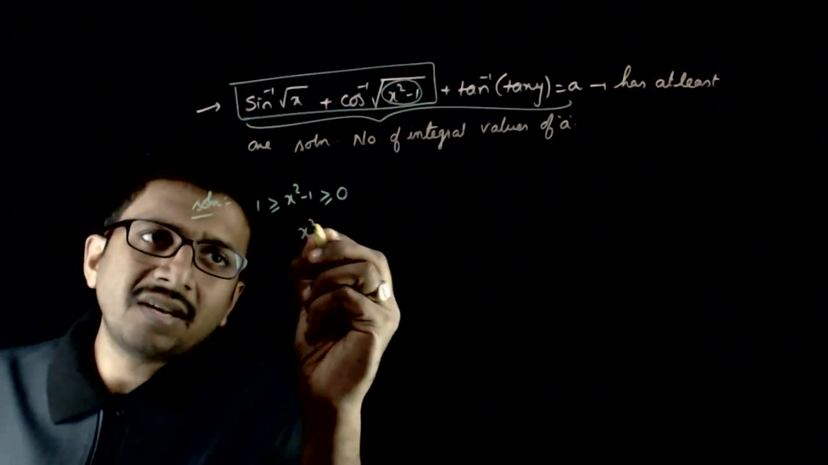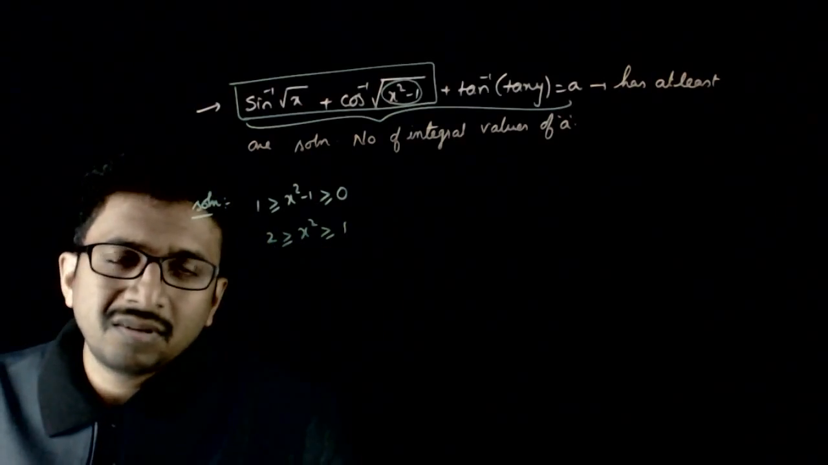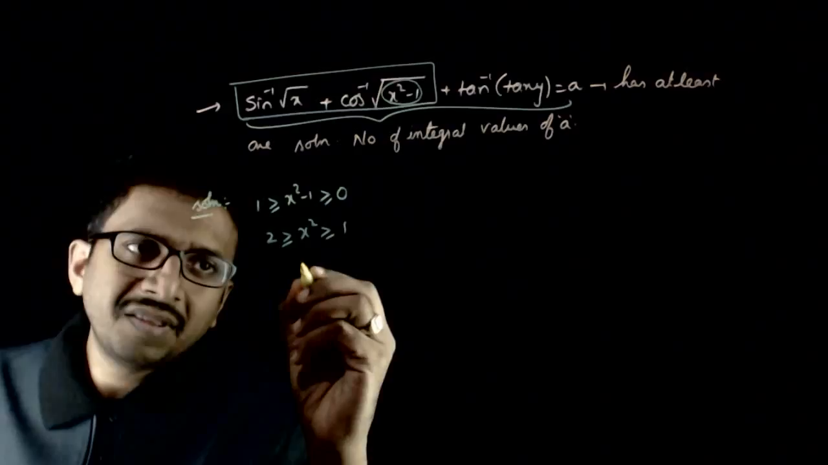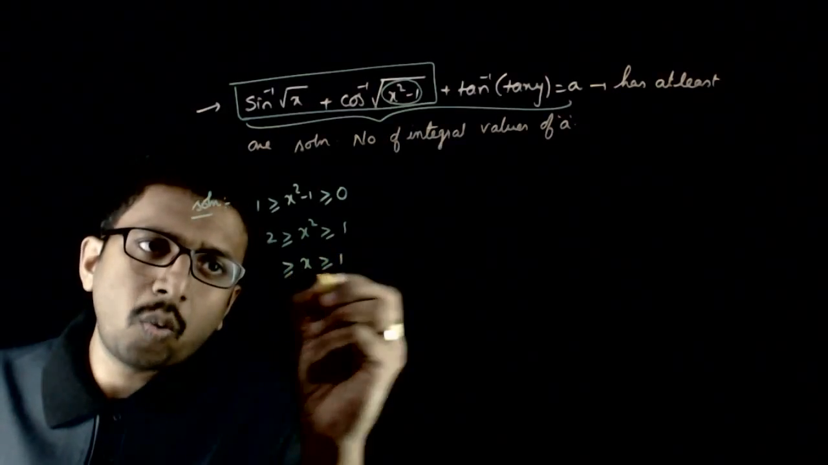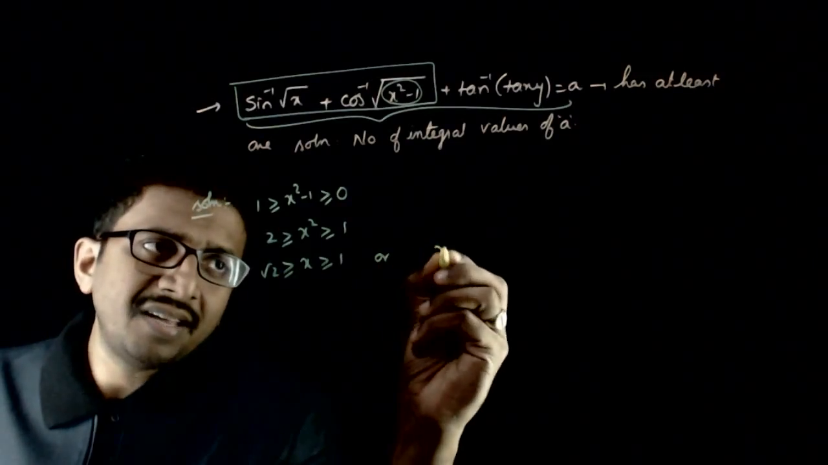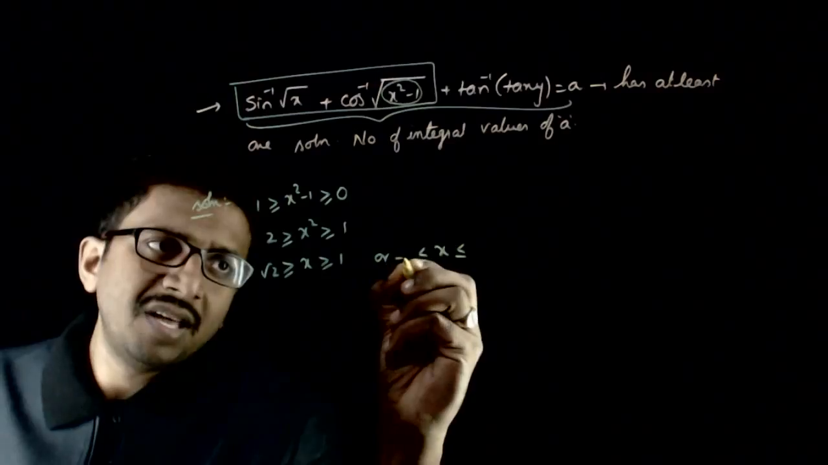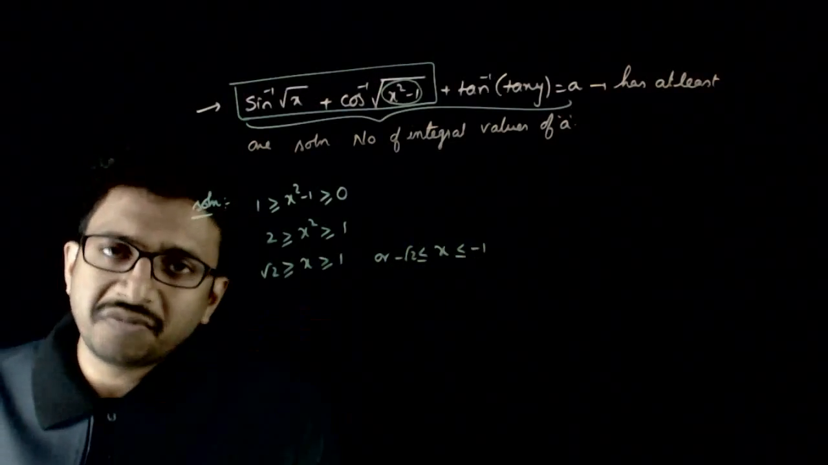So x square should be in between 1 and 2. That means on the positive side, x has to be in between 1 and root 2. On the negative side, x can be in between minus root 2 to minus 1. So these are the two options for x.